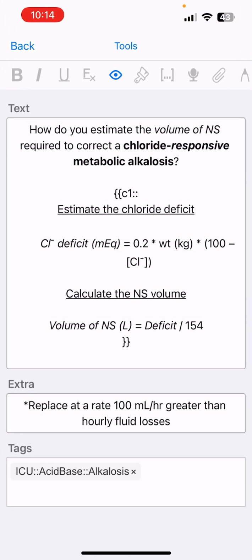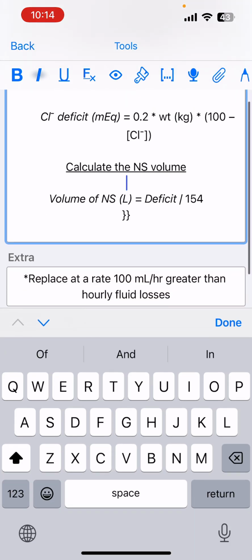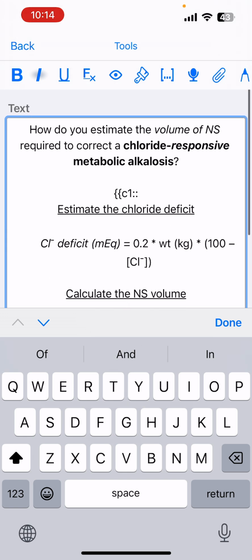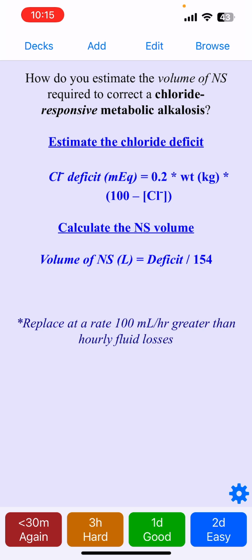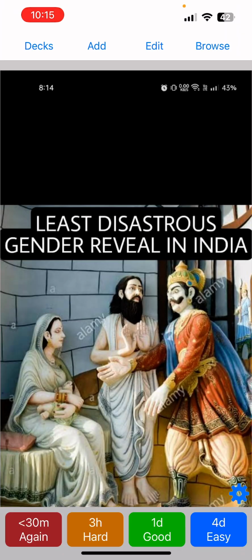So this is how I change up this question, right? Tell you what, I'll change it up on my computer because I like to break up each of these. I wouldn't put all of this into one card. I'll break it up, put the equation for chloride deficit in one card, and then the equation for volume of normal saline in another card. So honestly, that's how I change up this card. But I've never seen this asked anywhere, so this is interesting. But I'll look at it later.